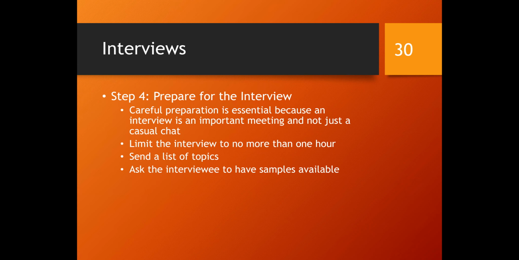And for some of the questions that you are going to ask, they may not be able to answer. Then they may ask someone else for you, or they may say that this one is out of scope. So you should send them the list of topics first and ask the interviewee to have samples or documents available, because when you ask about the current system, you may not have any idea what the current system looks like.